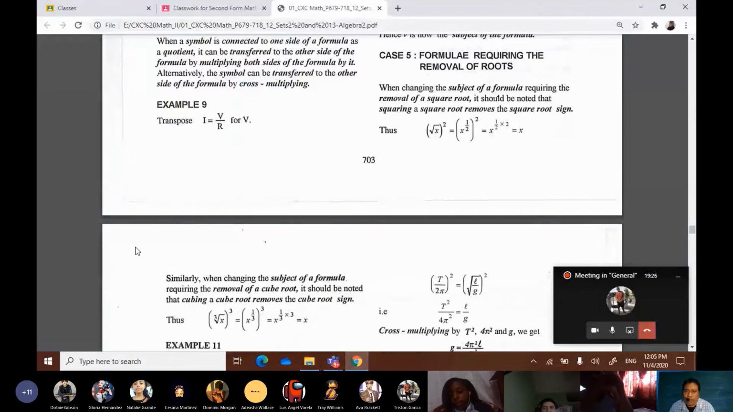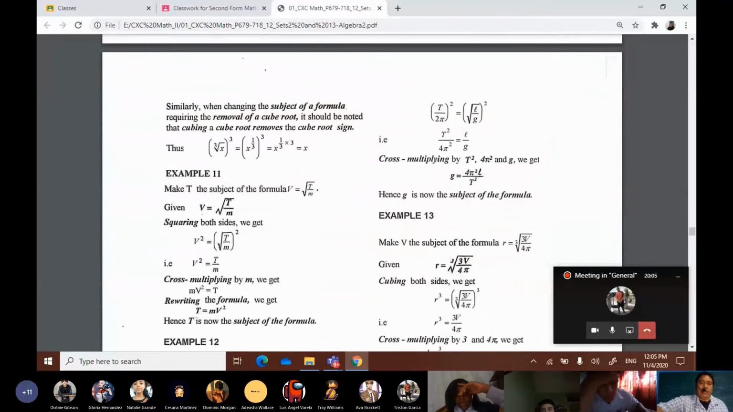Formula requiring the removal of roots. It says, when changing the subject of a formula requiring the removal of a square root, it should be noted that squaring a square root removes the square root sign. Thus, notice there, the square root of x squared is x raised to the half, raised to the second, which is equal to x to the half times 2, which gives us x to the first.